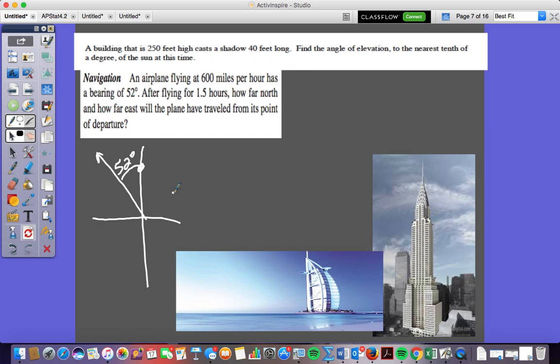An airplane flies at 600 miles per hour. After flying an hour and a half, how far north and east will the plane have traveled from its point of departure? This is where it's headed. 600 miles per hour. How many miles did it travel? 900. Why? Because it's 1.5 hours at 600 miles per hour, so that'd be 900 miles. Is there anyone questioning that? Okay, very good.